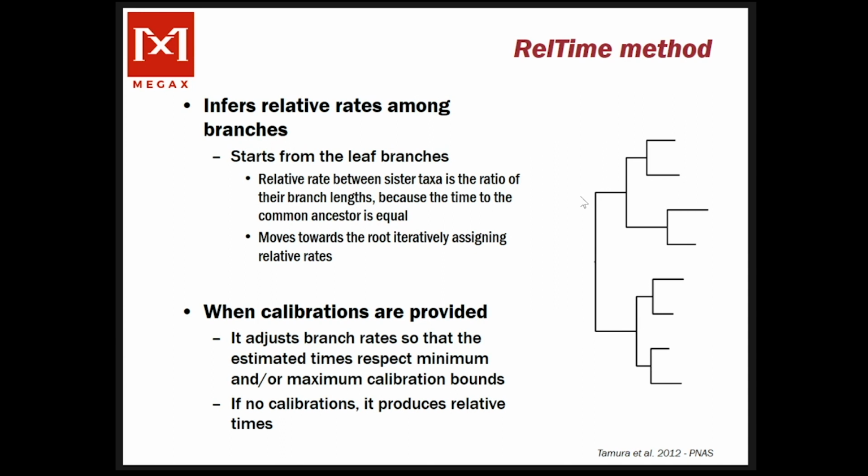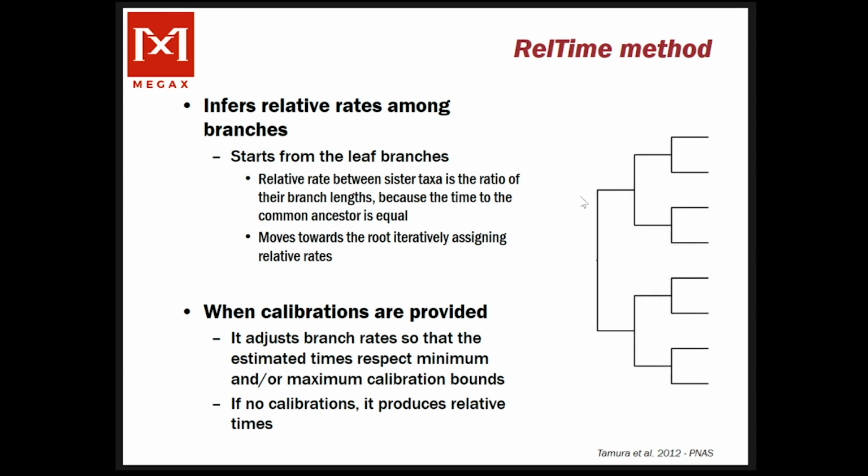So how does RelTime work? RelTime infers relative rates among branches. It starts from the leaf branches of the phylogenetic tree, and the relative rate between sister taxa will be the ratio of their branch lengths, because the time of the common ancestor is equal, and it moves towards the root iteratively, assigning relative rates. When calibrations are provided, it adjusts branch rates so that the estimated times respect the minimum and/or maximum calibration bounds that you gave. And if you have no calibrations, RelTime will produce a relative time scale.